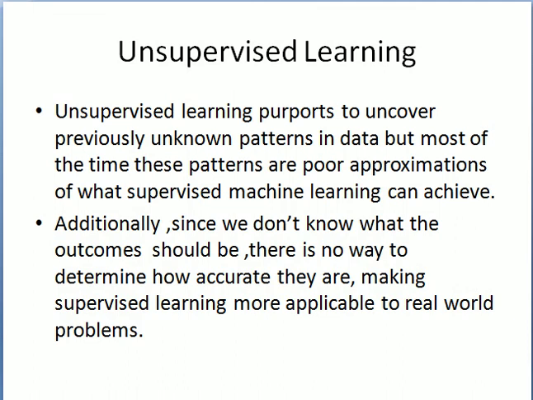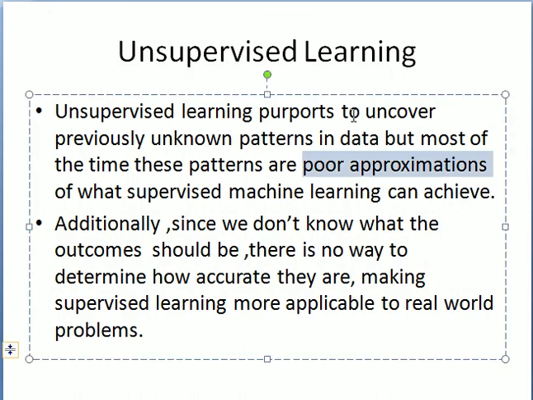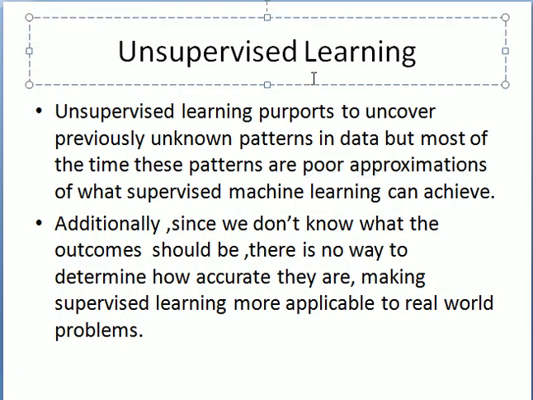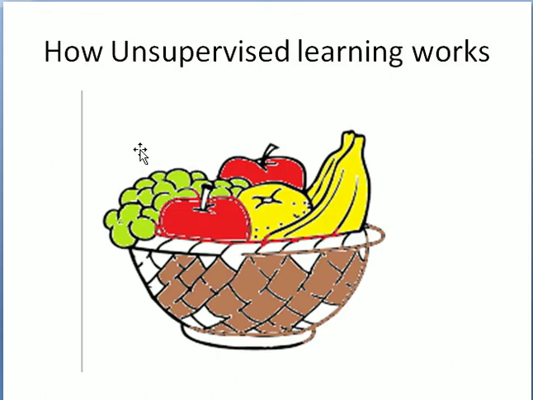Unsupervised learning purports to uncover previously unknown patterns in data, but most of the time these patterns are a poor approximation of what supervised machine learning can achieve, because in supervised learning we have labels, so accurate approximation can be done. Additionally, since we don't know what the outcome should be, there is no way to determine how accurate they are, making supervised learning more applicable to real world problems. But still, we cannot depend largely on supervised learning. Some of the data are unlabeled, so we have to use unsupervised learning. Let us learn how.